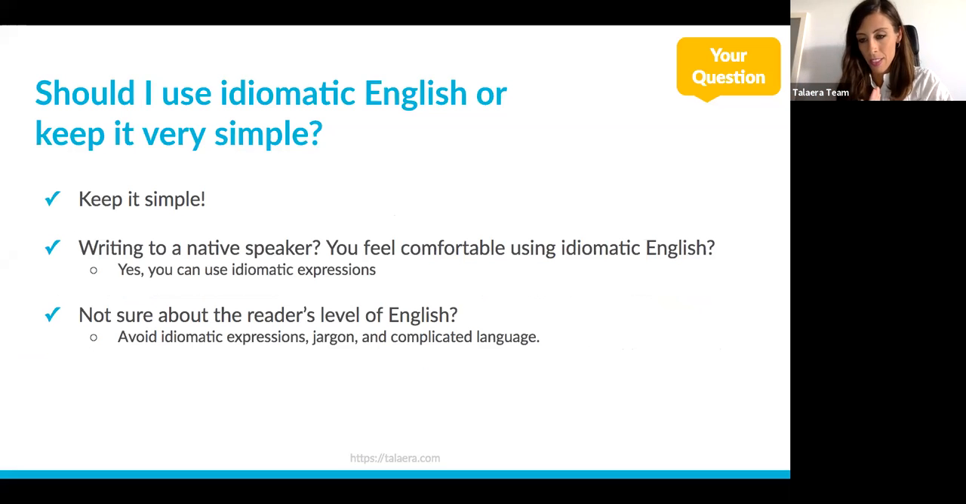Keep it simple. I would always use simple English because people will understand 100%. If you're writing to a native speaker and you feel comfortable using idiomatic English, it's okay. It's very common, so you can use idiomatic expressions. But if you're not sure about the reader's level of English or if you're using it correctly, then avoid them. Avoid idiomatic expressions, jargon, complicated language.